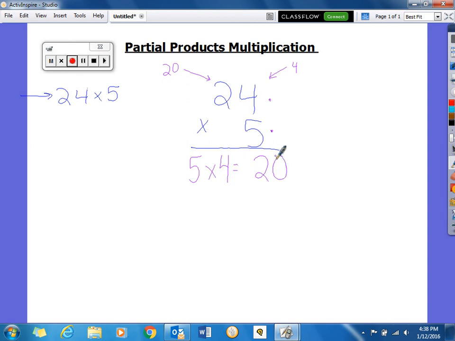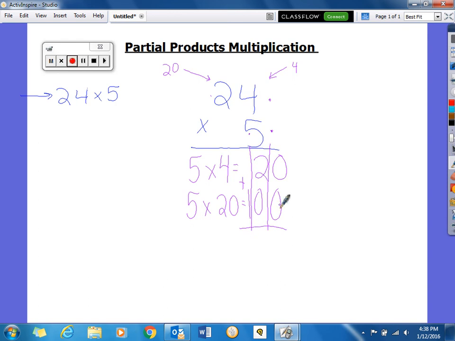Now that we've done 5 times 4, we're going to move over and we're going to do 5 times 20. Which we know equals 100. After we've done that, we can add these two numbers together, making sure that our place values are lined up, so our ones are lined up, our tens are lined up, and our hundreds are lined up. We don't have anything in the hundreds place on the top.